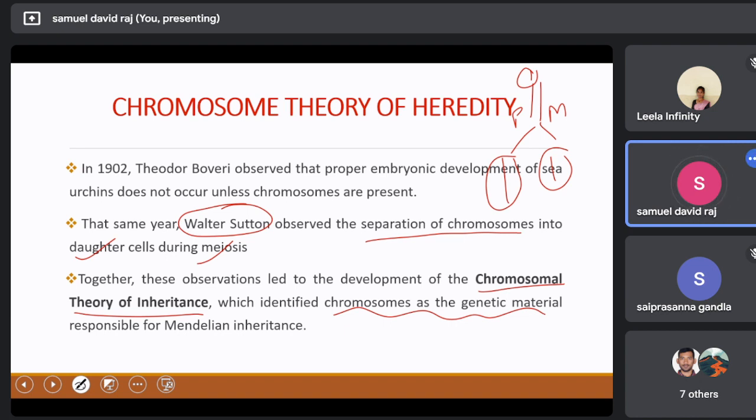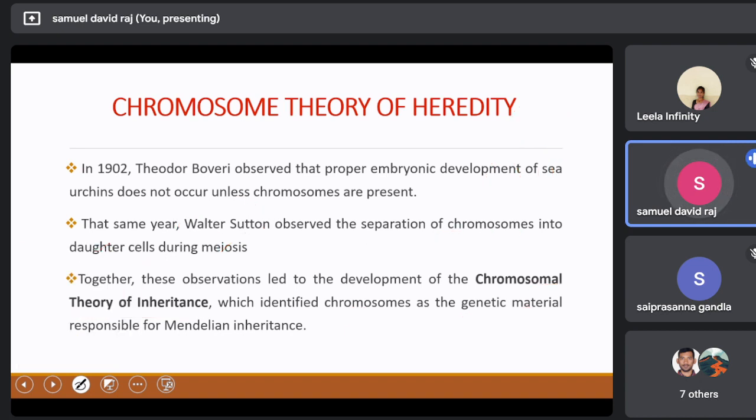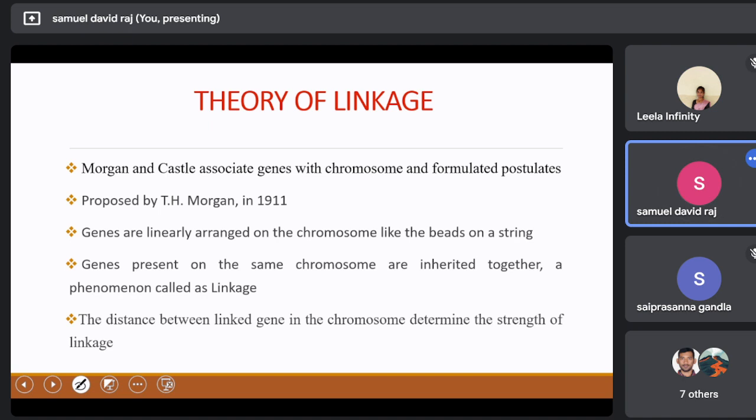This is what Sutton and Boveri proposed: the chromosomal theory of heredity or chromosomal theory of inheritance. According to them, chromosomes are the physical basis for heredity.